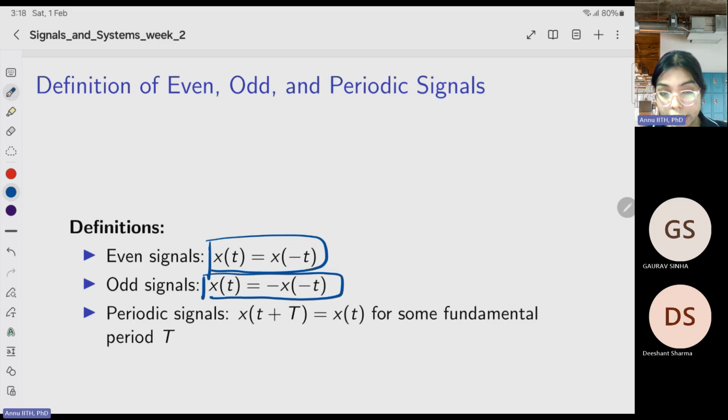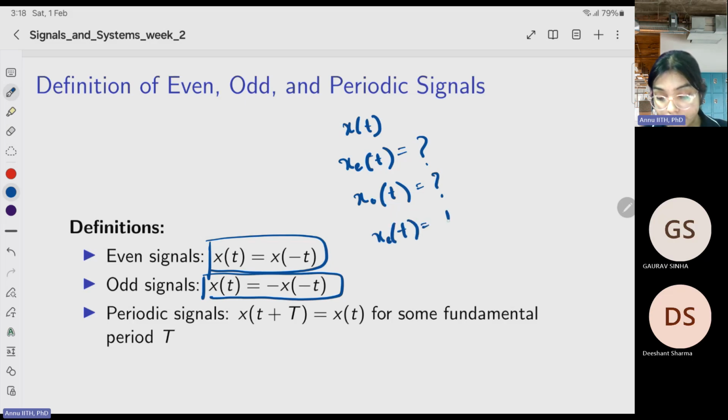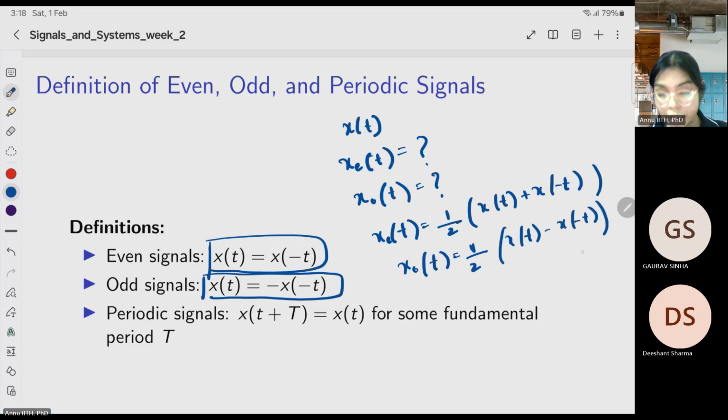Okay, so what it actually says is this, for example: you have one signal x(t). Now you want to find xe(t), what is that? And xo(t), what is that? So xe(t) is represented as 1/2 [x(t) + x(-t)], whereas xo(t) is represented as 1/2 [x(t) - x(-t)]. Okay, so any signal can be represented in these two parts.